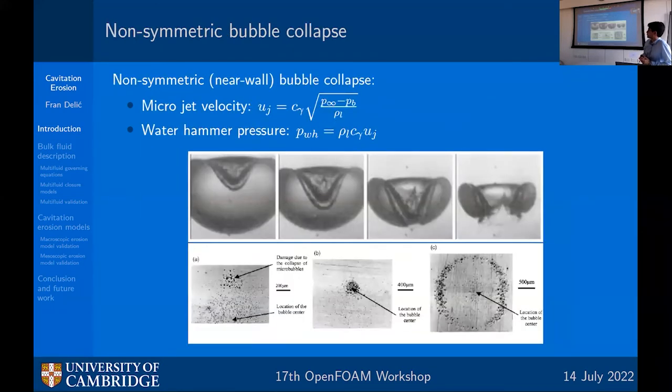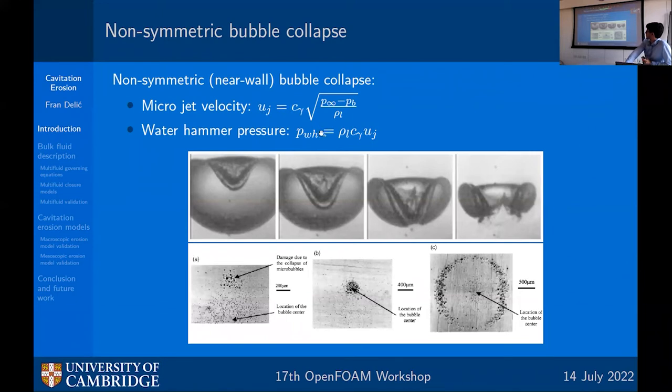Another collapse which we are interested in is a non-spherical bubble collapse, which occurs near walls. Here we can see a snapshot of how this bubble looks. So the bubble expands, and due to the non-symmetry in pressure between the wall at the bottom and the bulk fluid at the top, the top surface deforms, touches the bottom surface, and causes a microjet, which goes in this direction. The velocity of the microjet can be approximated by the expression highlighted here, which has a constant which is in the order of 1 to approximately 20, depending on the research conducted.